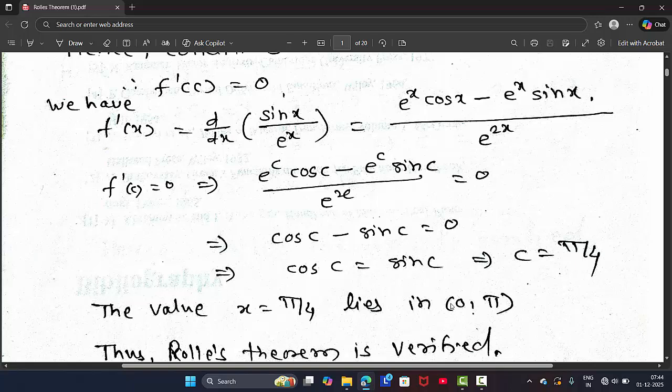Friends, to verify Rolle's theorem, what we have to do? We have to check whether all the three conditions are satisfied. And if the three conditions are satisfied, then take f'(x), equate f'(c) equal to 0, find out the value of c, and check whether that value lies in the interval (a, b) or not.